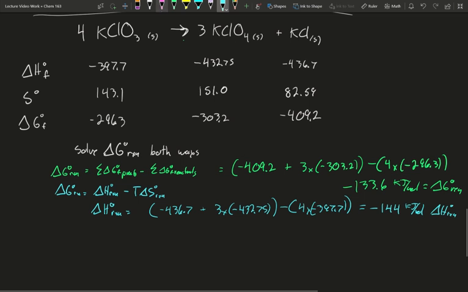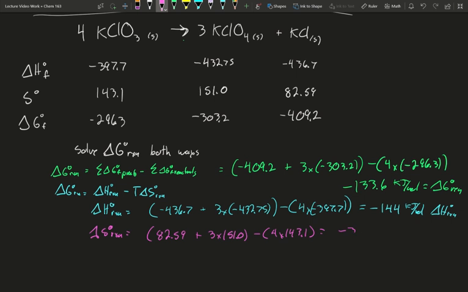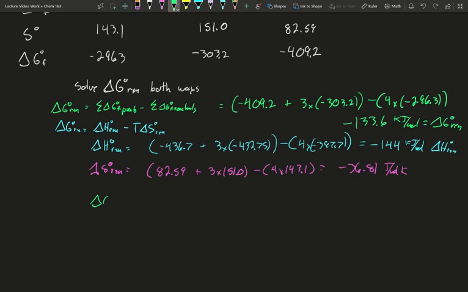We're also going to need the delta S. Again, the sum of the products minus the sum of the reactants: 82.59 plus 3 times 151.0 minus 4 times 143.1 for negative 36.81 joules per mole Kelvin. If we then want to solve the delta G naught of reaction this route, it's going to equal the delta H naught of the reaction minus T delta S naught of reaction. At standard state, it's 298, so our temp will be 298.